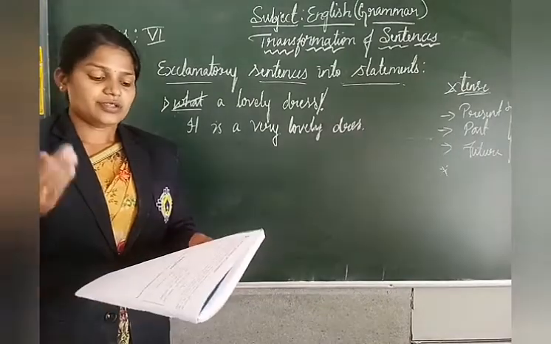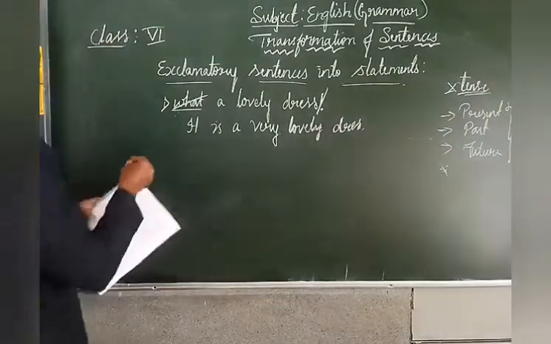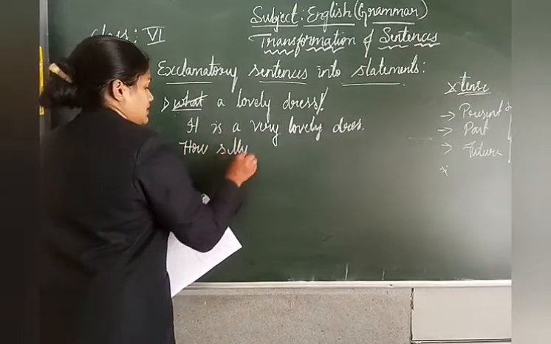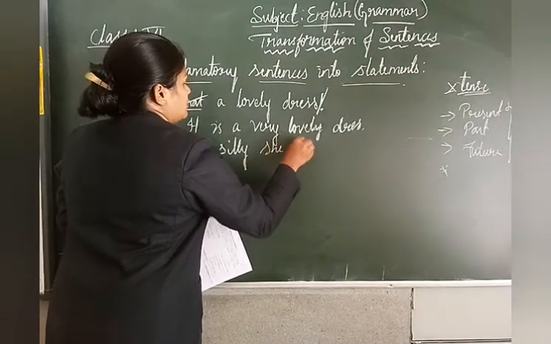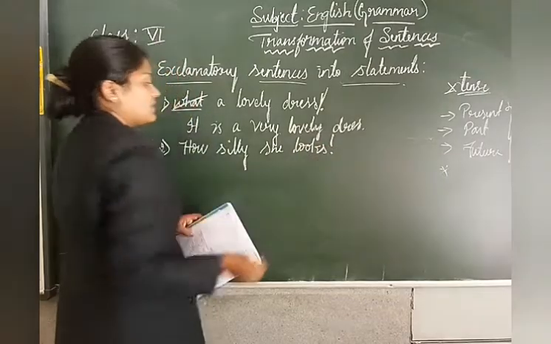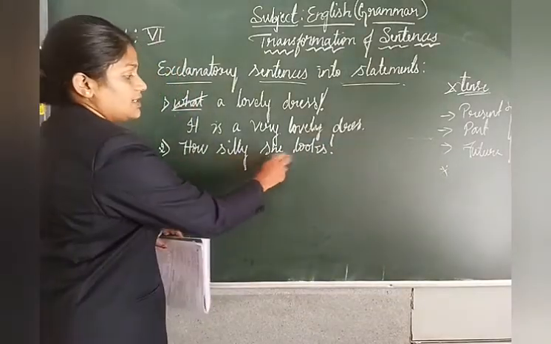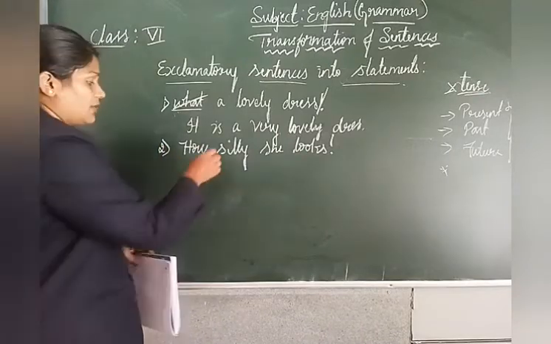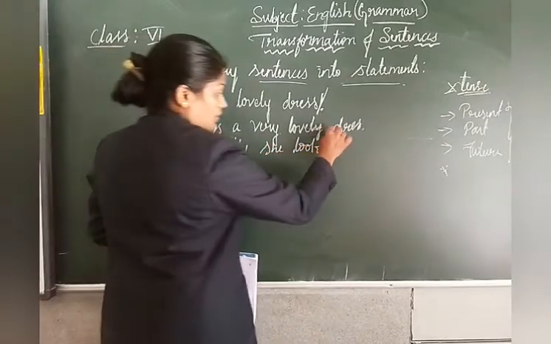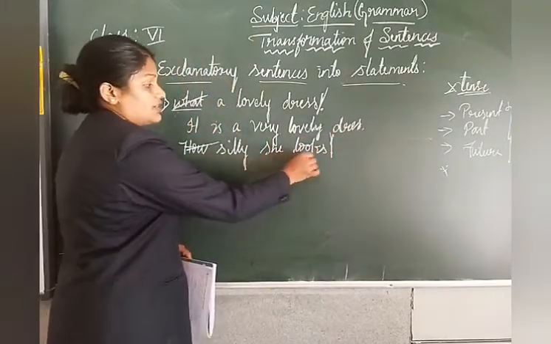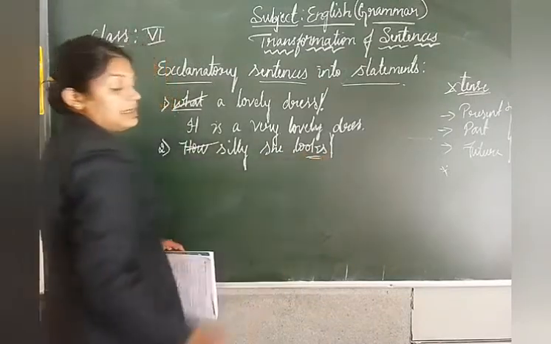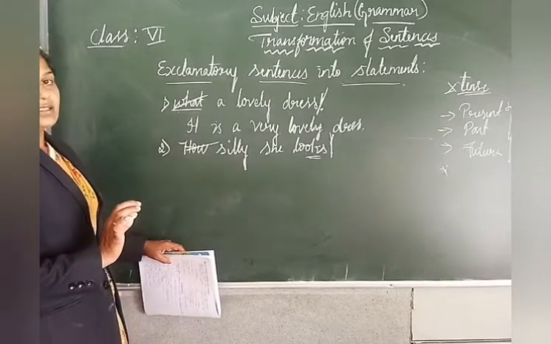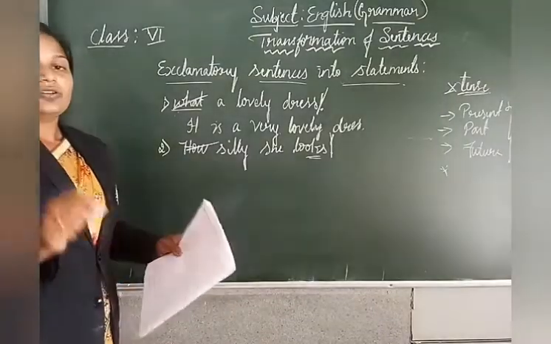And the second one, "How silly she looks." See, isn't it? What I said: the first thing, if "what" or "how" is there, we have to cross it out, and we have to cross out the exclamatory sign. "Silly she looks." So "looks" is present tense, so you have to write the statement in the present tense. "She looks very silly."